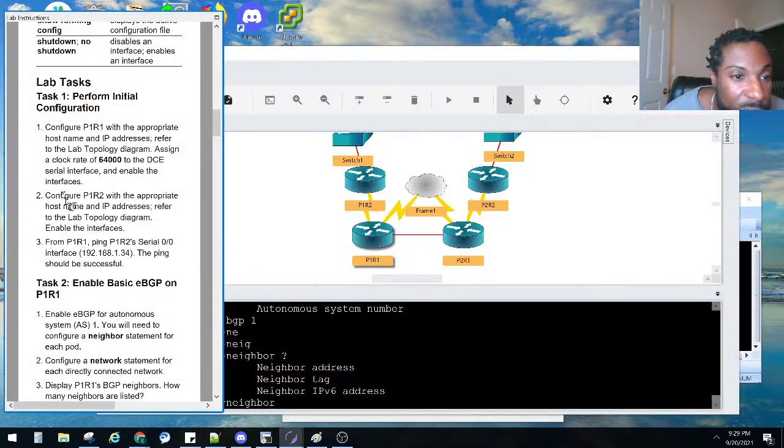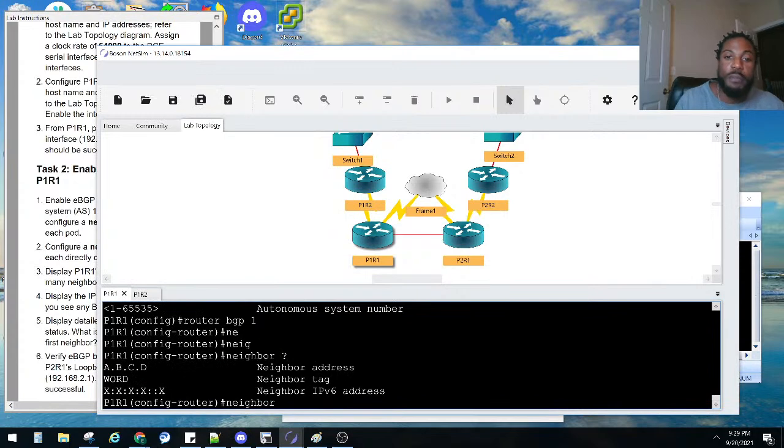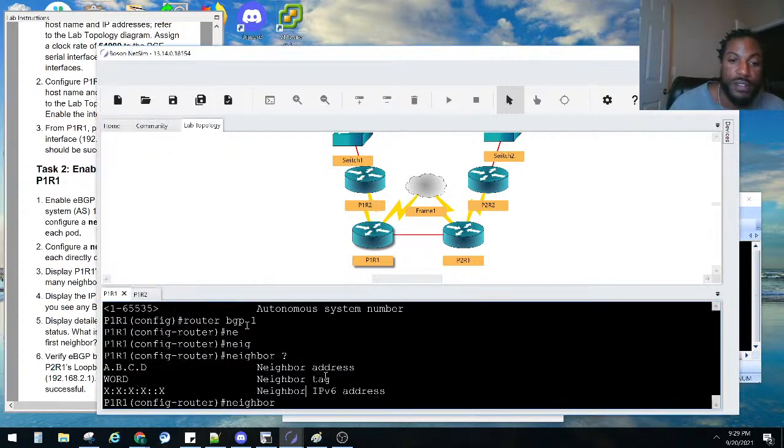What was we saying? Configure. No, that's the wrong one. You will need to configure a neighbor statement. So configure. Oh yeah, let's do that. So the neighbor in this case is P1R2. We need to configure a neighbor statement for each pod. Okay, so the neighbor statement. We need the address for this guy, P2R2.